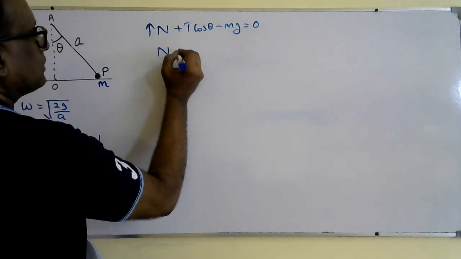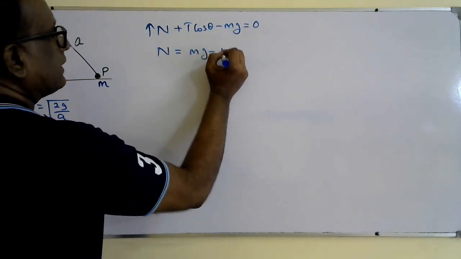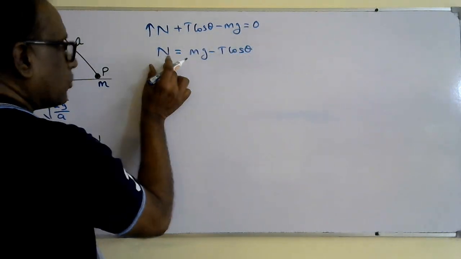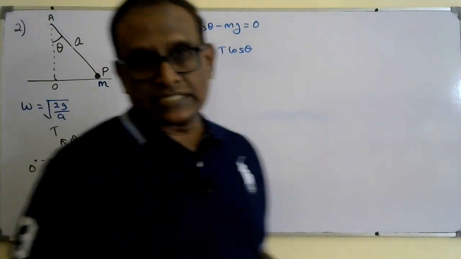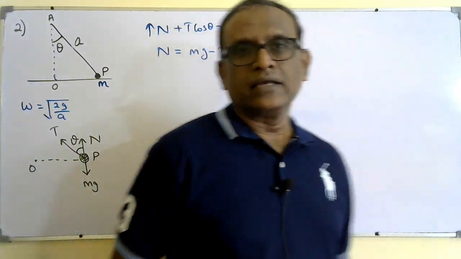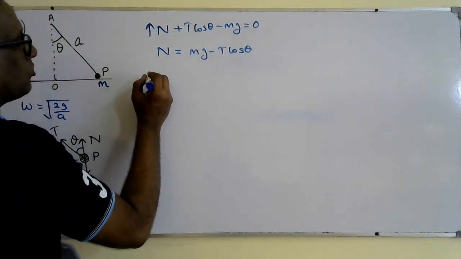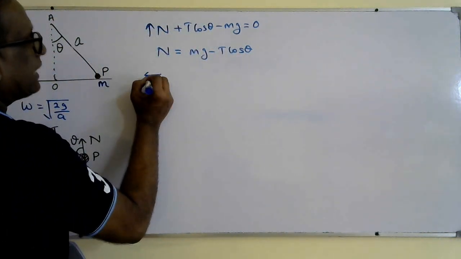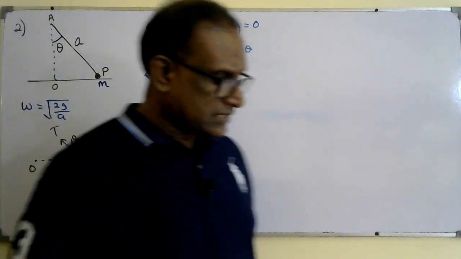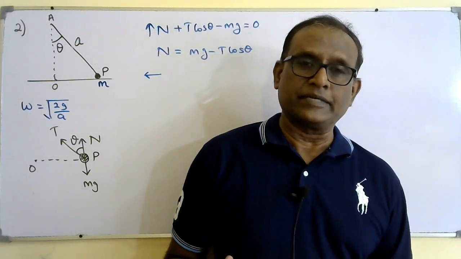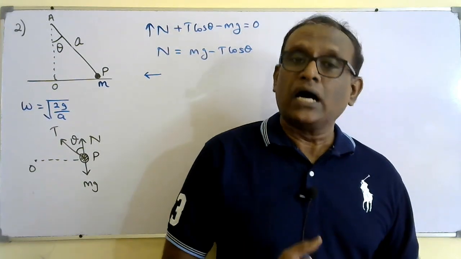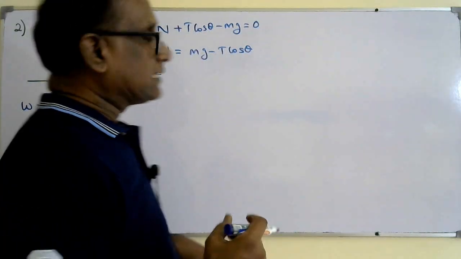So N is equal to mg minus T cos theta. We know it must be a real positive value greater than 0. We'll come to that point. Now when we think about the resultant force acting towards the center, that is called centripetal force. Resultant force acting towards the center of the circular path is called centripetal force, which is given by mr omega squared. That's the theory, you know that.